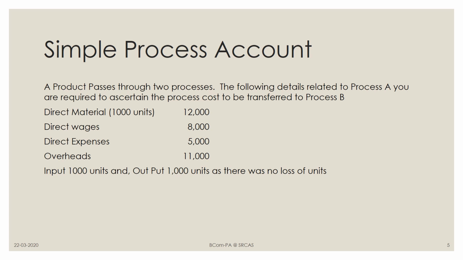For example, we look at this simple process accounts. A product passes through two processes. From the following details of process A, you are required to ascertain the process cost to be transferred to process B. So here they have asked you to prepare process A account. In process A, you have expenses like direct material 12,000, direct wages 8,000, direct expenses 5,000, overheads 11,000. The input of material is 1,000 units, and it is given that the output is also 1,000 units. Here there is no loss.